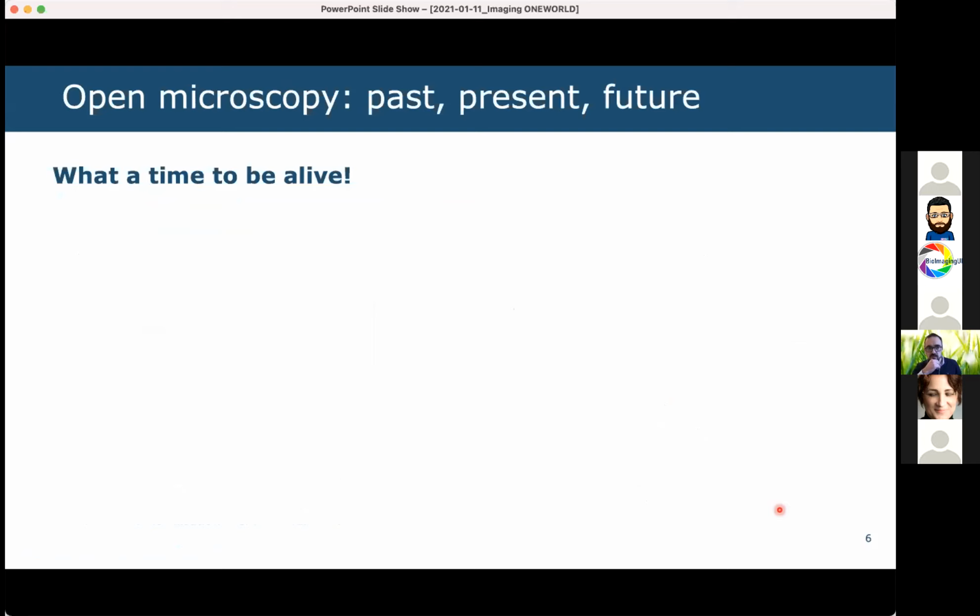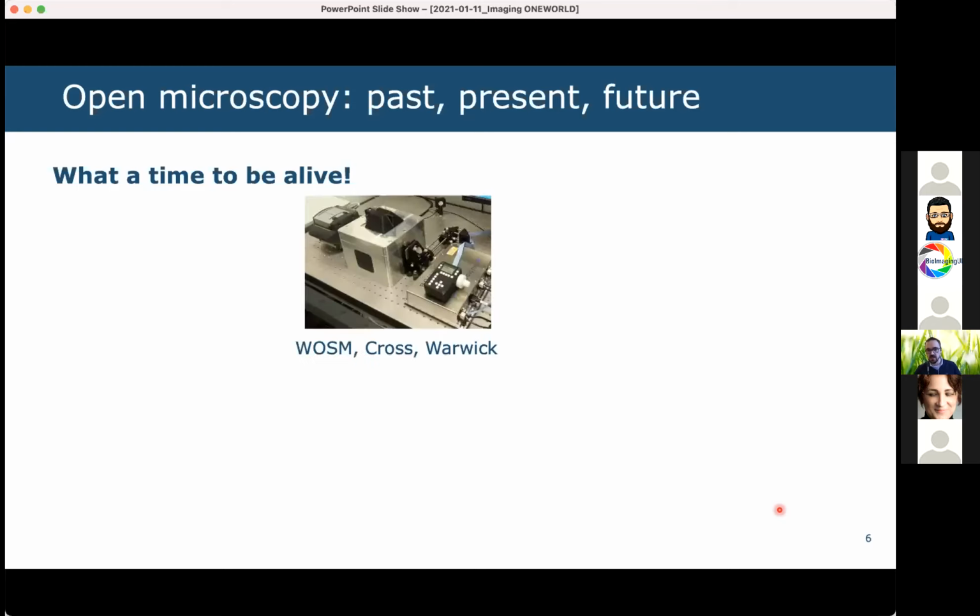So this is an overview slide about open microscopy. And generally, I would say, what a time to be alive. Especially in open microscopy, there's so much happening in the last couple of years, which is really an amazing time. So what inspired me most, yeah, are 2 things.